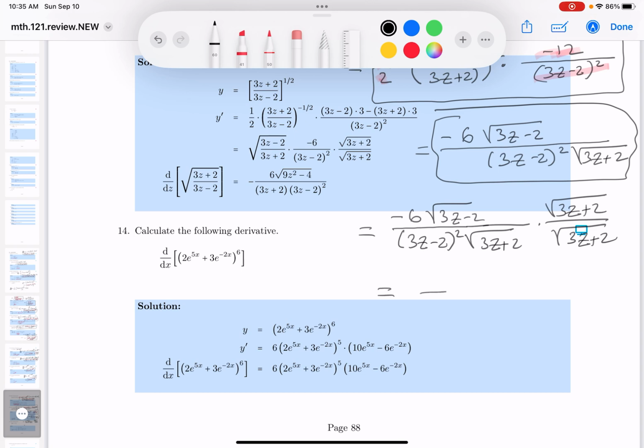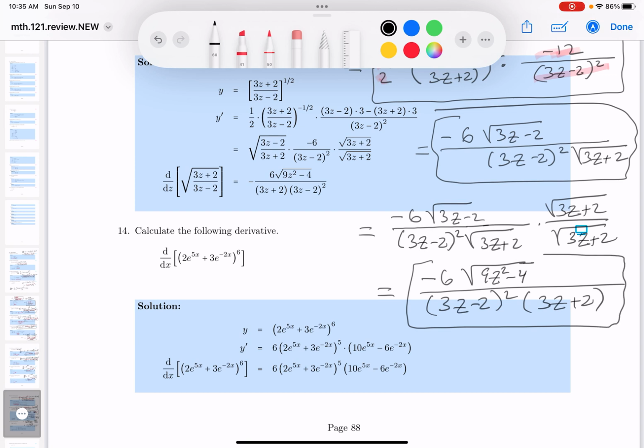What do you get now? You get 3z minus 2 squared, and then you get 3z plus 2. On top, you still get minus 6. And now this root problem, if you look at it, they're really 3z minus 2, that's the radicand, times the other radicand, 3z plus 2. That's just going to be 9z squared minus 4. And I guess that's probably the easiest one I could write down.